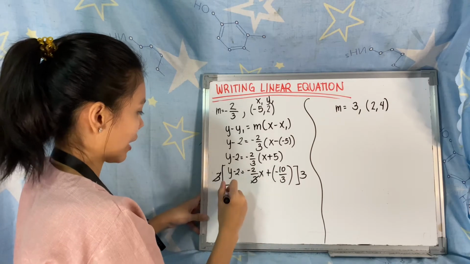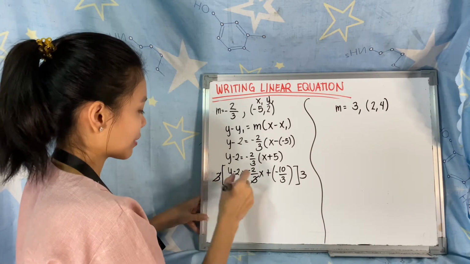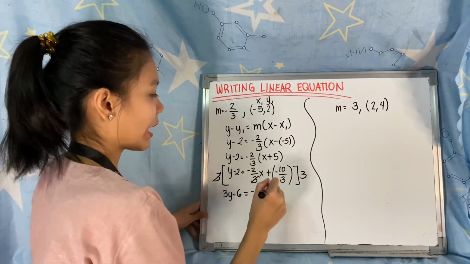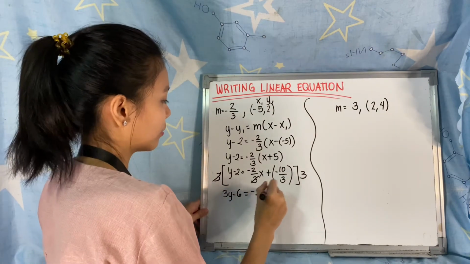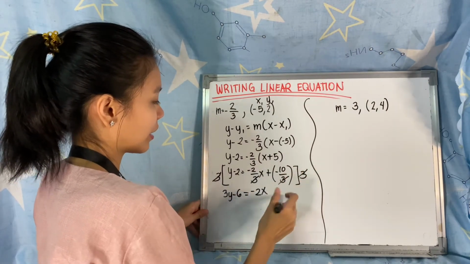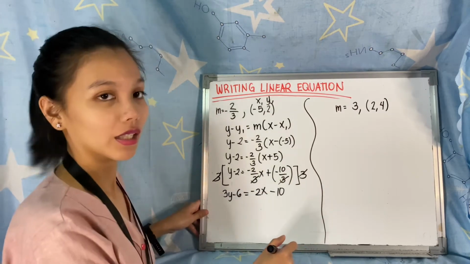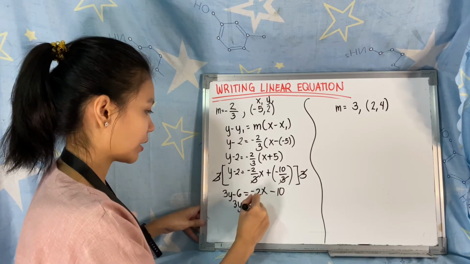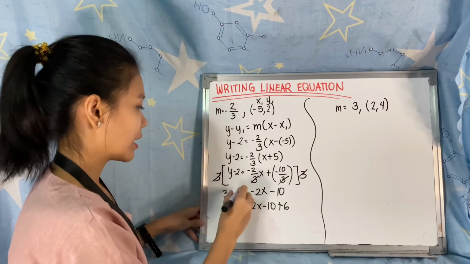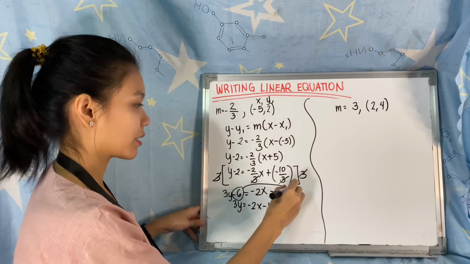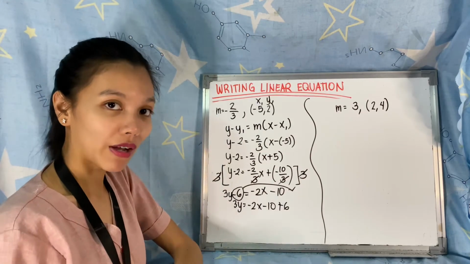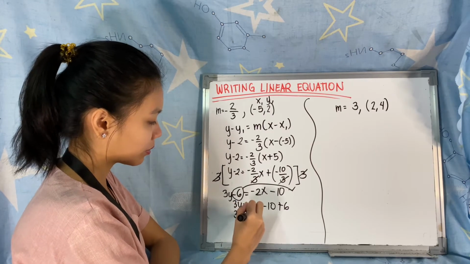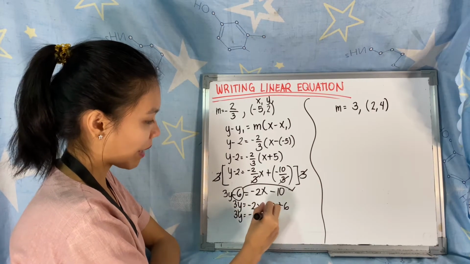So, makakancel na siya. Magkakaroon tayo ng 3y minus 3 times 2, negative 6. Then, may iwan na lang si negative 2, wala na sa denominator kasi na-cancel na siya. 2x. Then, cancel na din si 3 dito, maiiwan si negative 10. So, ngayon, pwede na natin siyang isimplify. So, we have 3y is equal to negative 2x minus 10 plus 6. So, itinranspose natin si negative 6 sa kabila para masimplify natin by combining like terms. So, we are going to have 3y is equal to negative 2x minus 4.